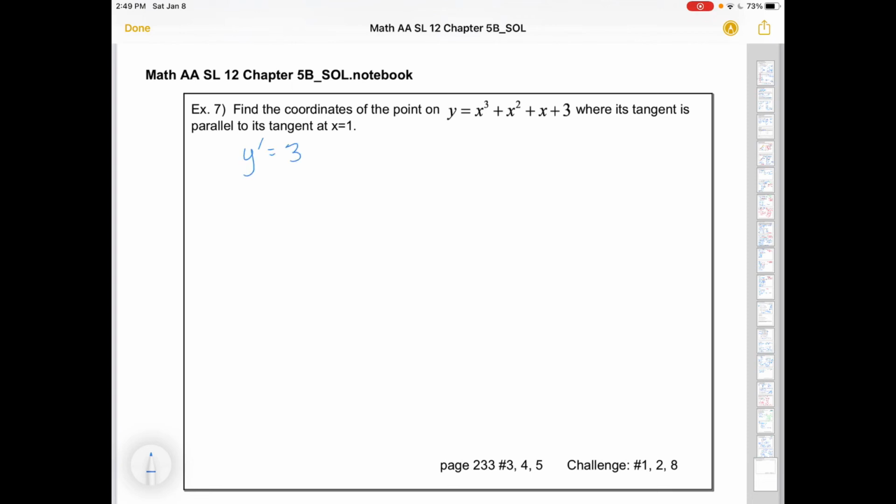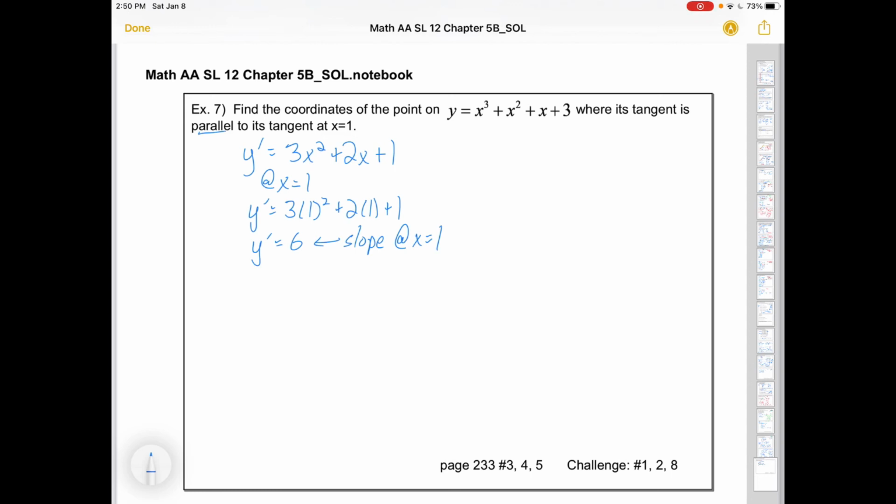Y prime would be 3x squared plus 2x plus 1. Okay. And it says parallel to its tangent at x equals 1. So at x equals 1, y prime is going to be 3 times 1 squared plus 2 times 1 plus 1. Okay, so that means that it's going to be 3 plus 2 plus 1. That is the slope at x equals 1.